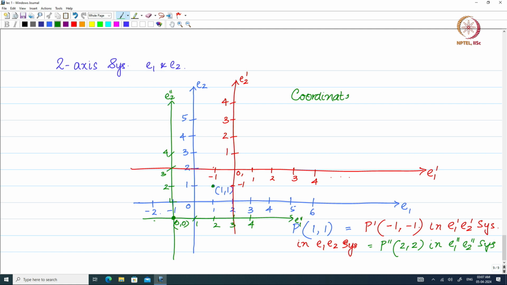coordinate dependent operations are not well defined, because as I said the locations keep changing, and therefore, we say that these are not well defined operations. Is that clear?